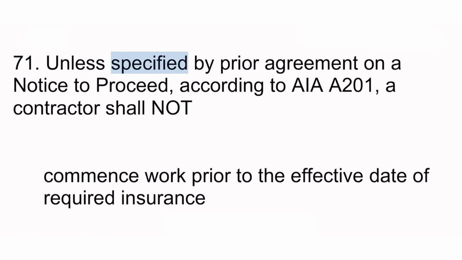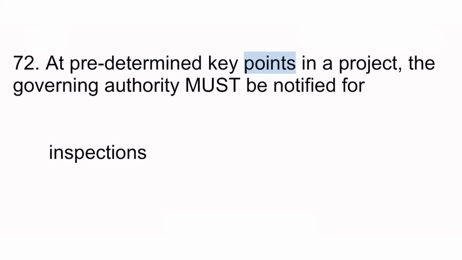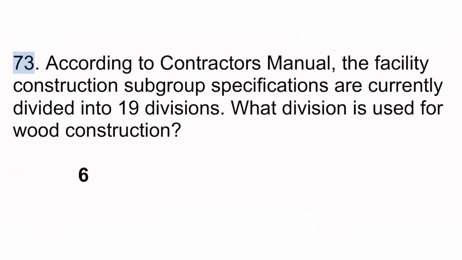71. Unless specified by prior agreement on a notice to proceed, according to AIA 201, a contractor shall not commence work prior to the effective date of required insurance. 72. At predetermined key points in a project, the governing authority must be notified for inspections. 73. According to Contractor's Manual, the facility construction subgroup specifications are currently divided into 19 divisions. What division is used for wood construction? 6.